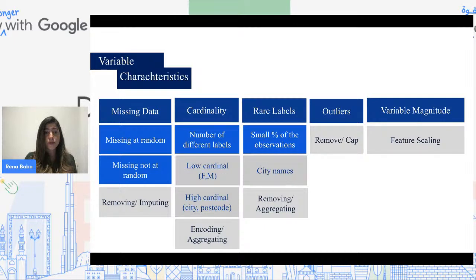The next thing we are going to talk about is cardinality, and cardinality is the number of different labels. So variables that have low cardinality are like gender. You have female and male. There aren't so many options. So that's a low cardinality example. High cardinality is when you have cities and postcodes. You might have lots and lots of cities.